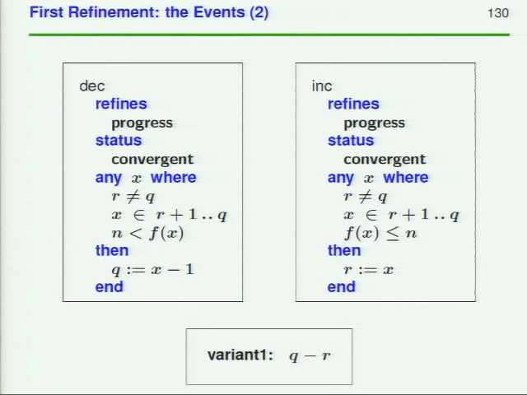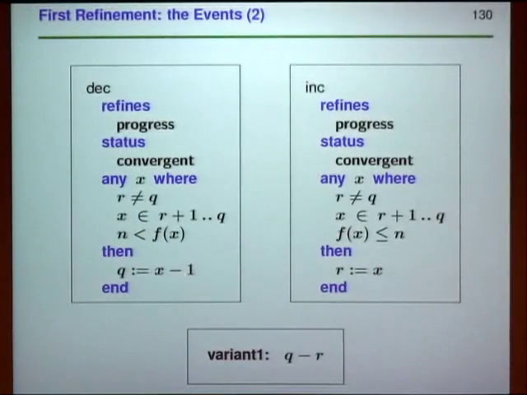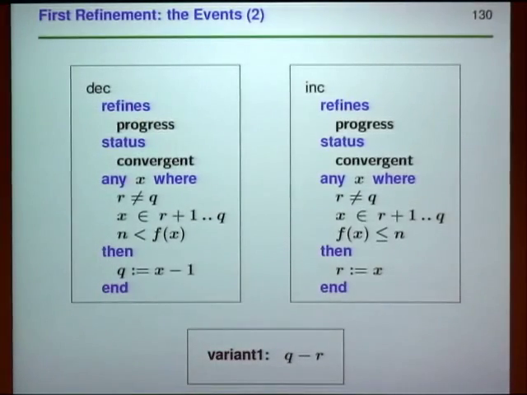And now we have exactly the same approach as for the binary search. We have something which is still non-deterministic here: any x such that x is in r plus 1 to q, n. If n is smaller than f of x, we do this. And if f of x is smaller than or equal to n, we do this. And we have the following variant.